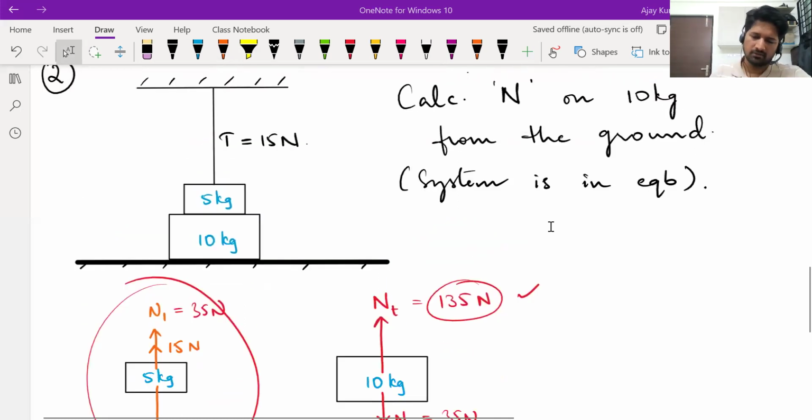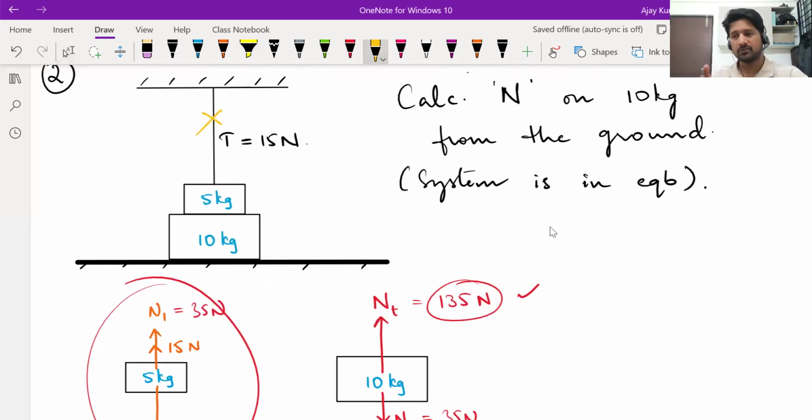Okay. Now, one of you tell me, no need to solve, tell this directly. If we cut the string, how much will the normal force from the ground become? If the string is cut, how much will the normal from the table or the ground become? 150, sir. It'll have to balance the weight of both the blocks. 150 Newton, correct.